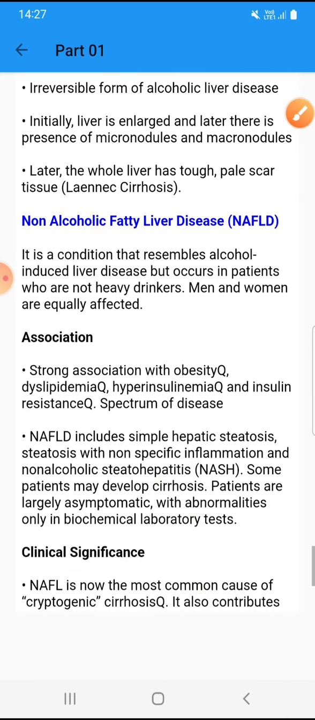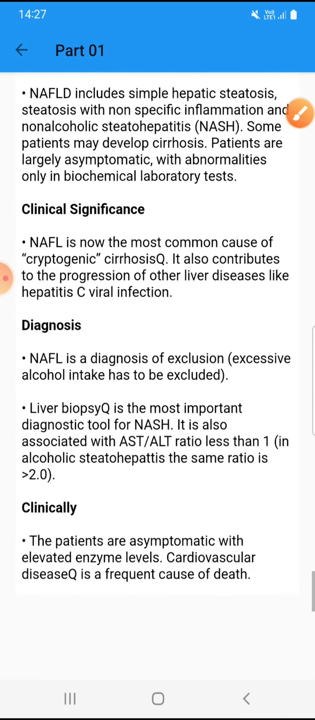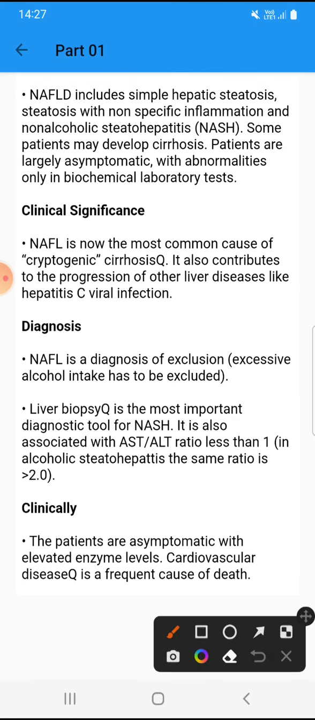Patients are largely asymptomatic with abnormalities only in biochemical laboratory tests. Only the lab test comes abnormal, otherwise the patients are asymptomatic. The clinical significance of this is cryptogenic cirrhosis. It also contributes to the progression of other liver diseases like hepatitis C viral infection.